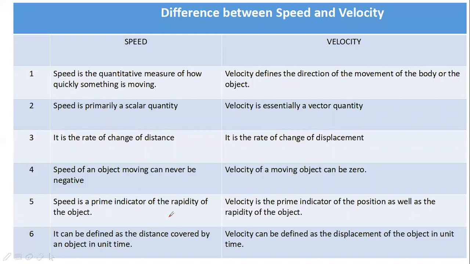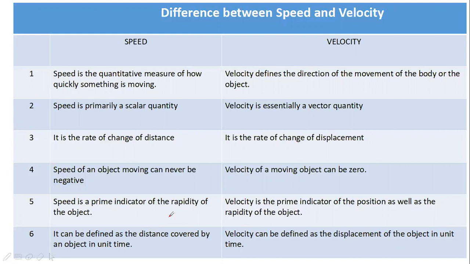Speed of an object can never be negative. Velocity can be negative. Velocity can be zero. Speed can be zero. Velocity can be negative because of direction. If you reverse the direction of velocity, you will get a negative sign for the velocity. So here the negative sign means direction.